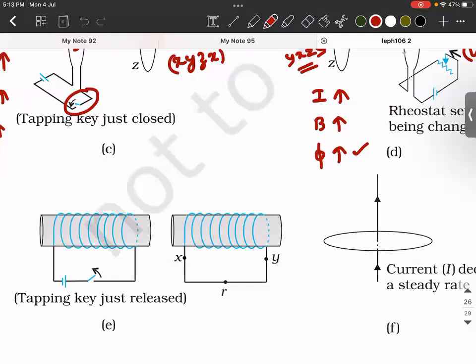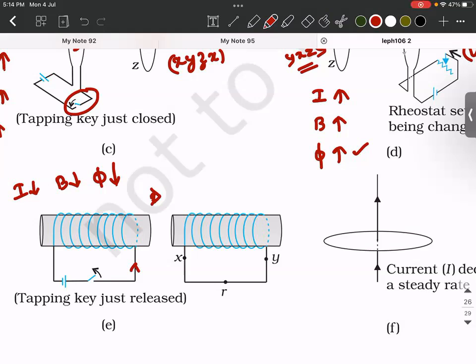What answer? How to do this? Nitish, tell me. When the tapping key is just released, what is going to happen to the value of current? Current decreases. Magnetic field decreases. All are directly proportional, right? Now we need to see which side is north pole and which side is south pole. For that, observe the direction of current. When the key was closed, the current would have gone in this direction, right? So when you see from this side, what is the direction of current?